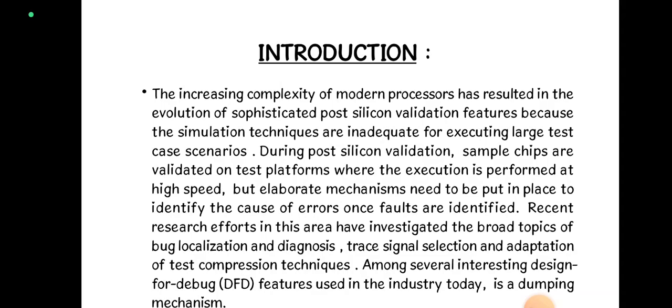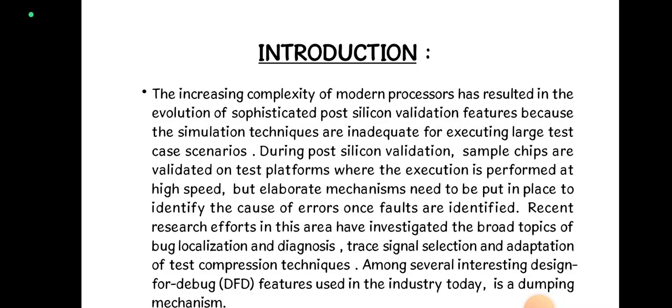Introduction. The increasing complexity of modern processors has resulted in the evolution of sophisticated post silicon validation features because simulation techniques are inadequate for executing large test case scenarios. During post silicon validation, sample chips are validated on platforms where the execution is performed at high speed, but elaborate mechanisms need to be put in place to identify the cause of errors.